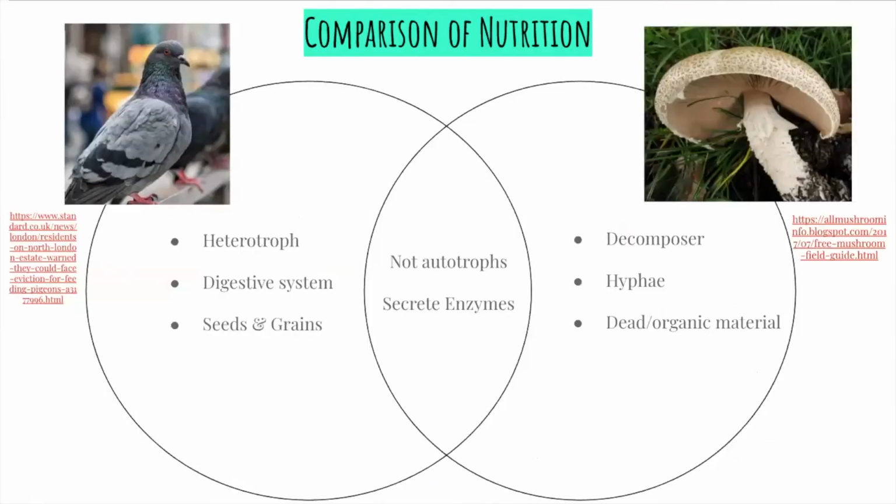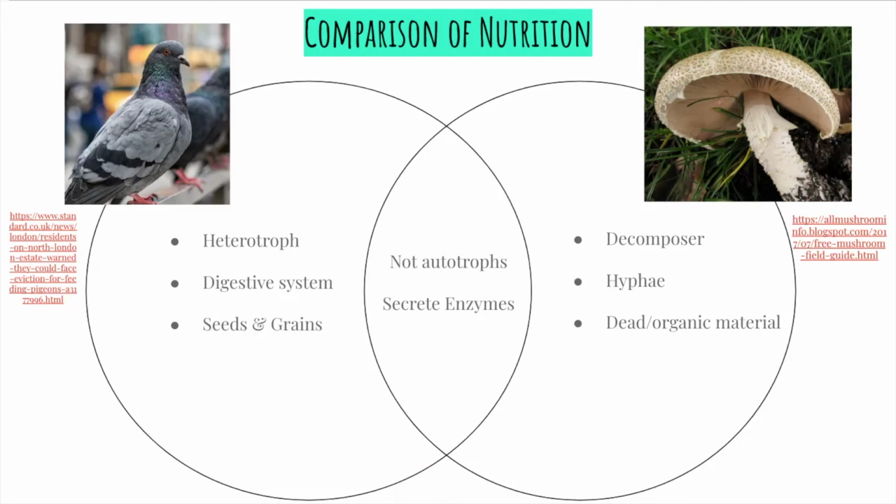So now in comparing the nutrition of these two life systems, it's evident that they're very different from each other. However, there are a few similarities between them. One of them is that they both are not autotrophs, meaning that they have to get their nutrients through another mechanism. The other similarity that I came up with is that they both use enzymes to break down their food, because without the secretion of enzymes, the food would remain intact and the nutrients would not be accessible.